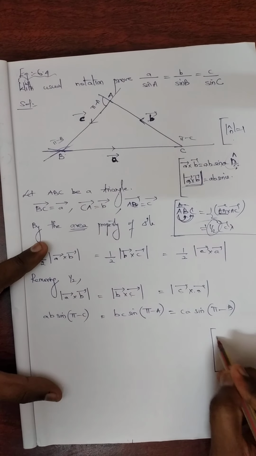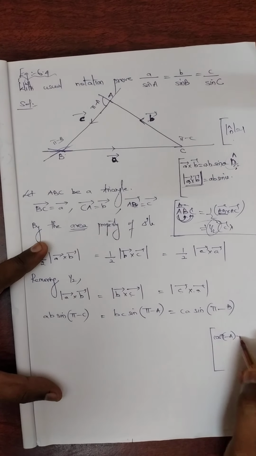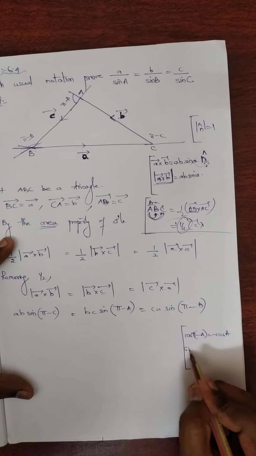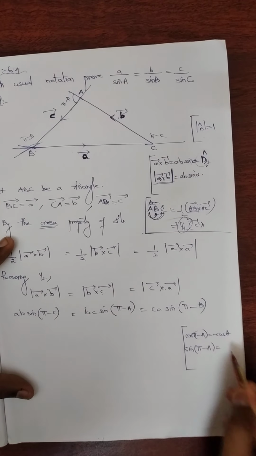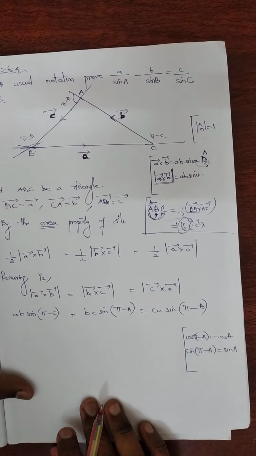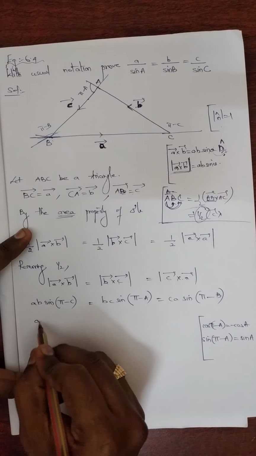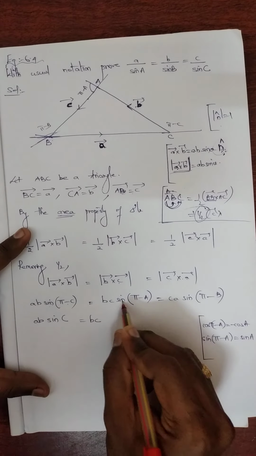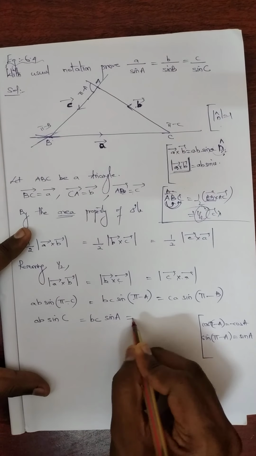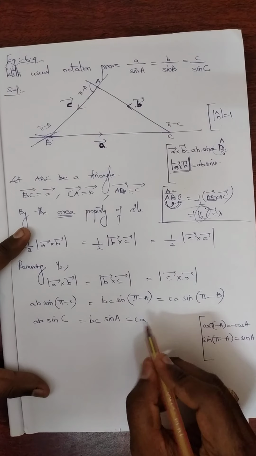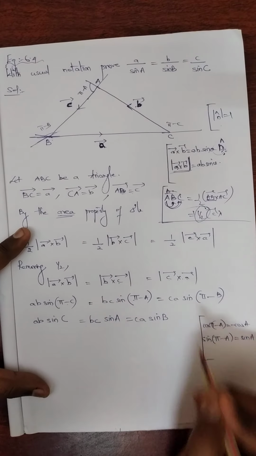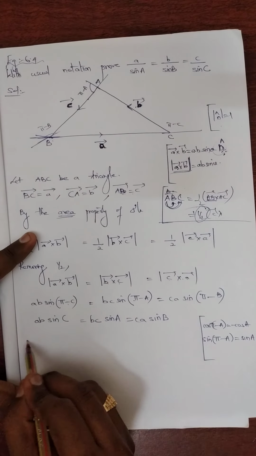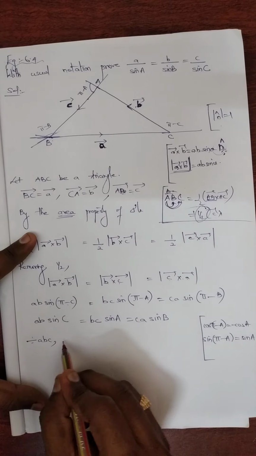Now I told you cos of pi minus A is nothing but minus cos A. But the beauty is sine of pi minus A is nothing but plus sine A, because of the second quadrant. So AB sine pi minus C is nothing but sine C. BC sine pi minus A is nothing but sine A. CA sine pi minus B is nothing but sine B.